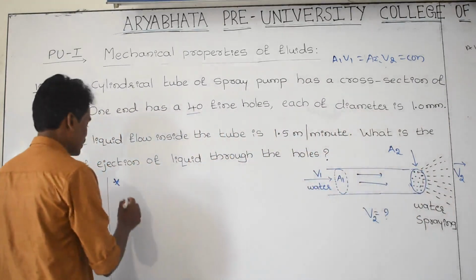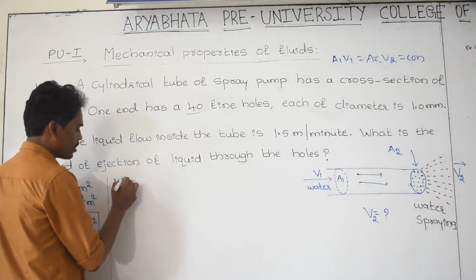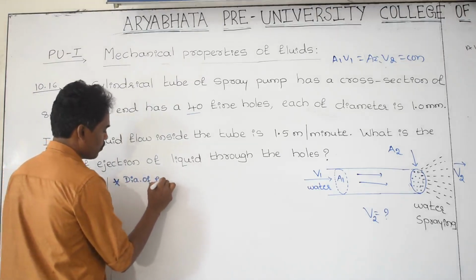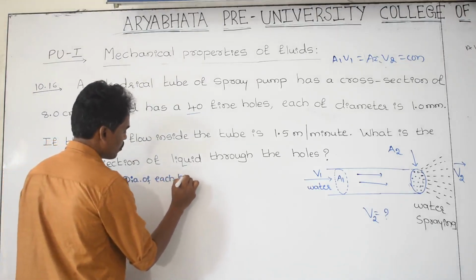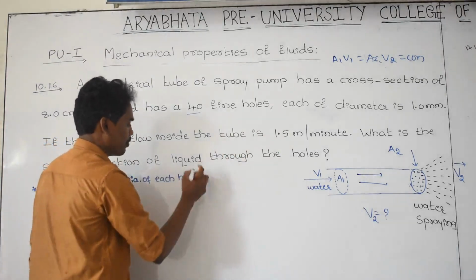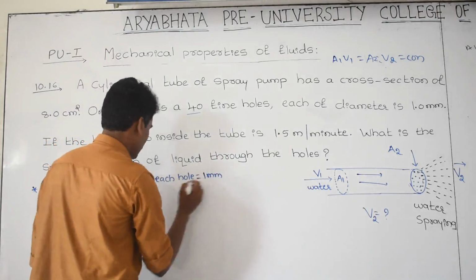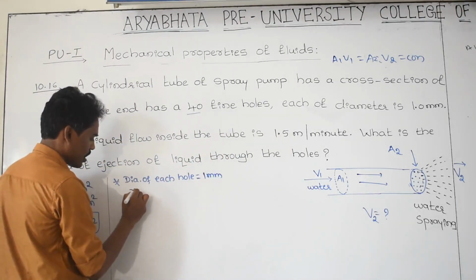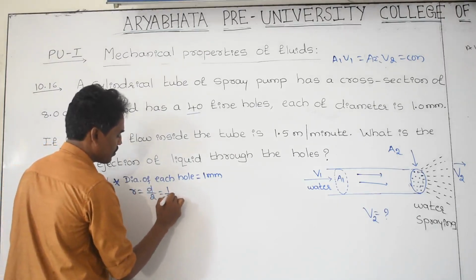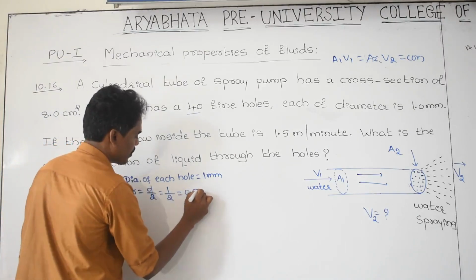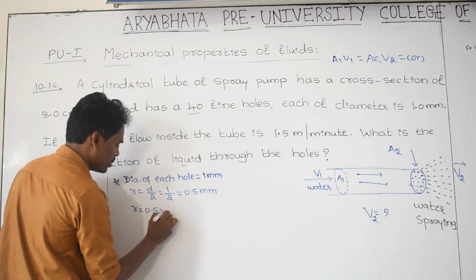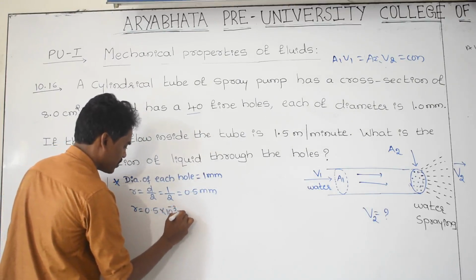Then area of each hole. Before going to that one, the diameter of each hole is equal to how much he has given, that is 1 mm. Then radius r becomes diameter by 2. It means that 1 divided by 2 is equal to 0.5 mm. It means that the radius is equal to 0.5 into 10 to the power of minus 3 meter.